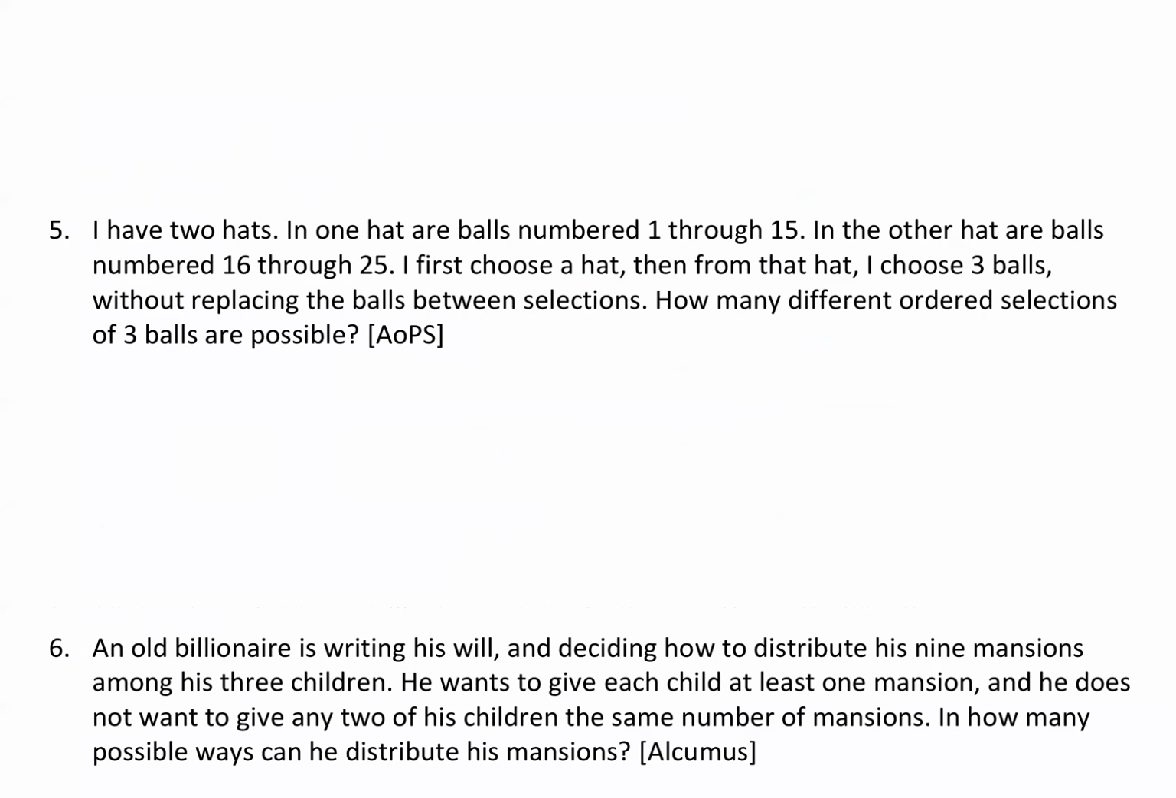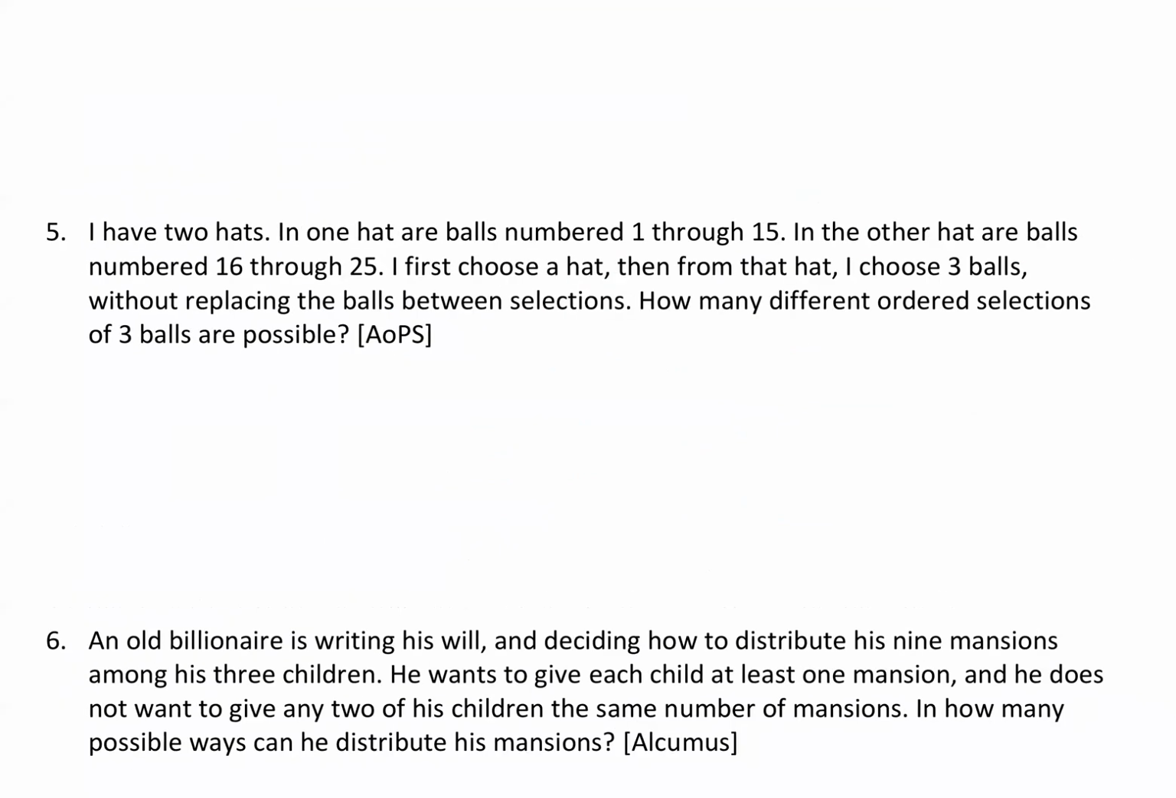Now we can look at number 5. I have 2 hats. In one hat are balls numbered 1 through 15, and the other hat are balls numbered 16 through 25. I first choose a hat, then from that hat I choose 3 balls without replacing the balls between selections. How many different ordered selections of 3 balls are there? And I'll just give you a couple seconds to think about it.